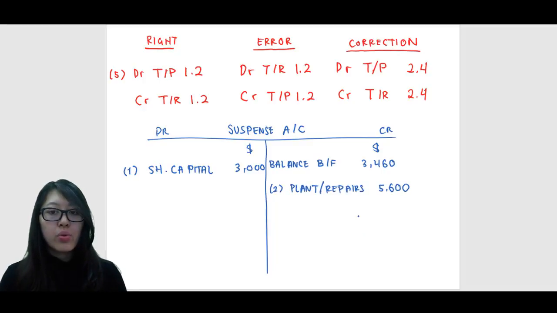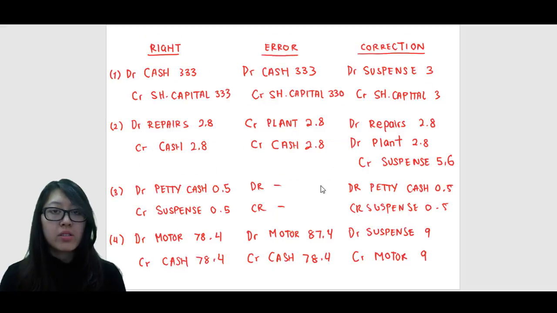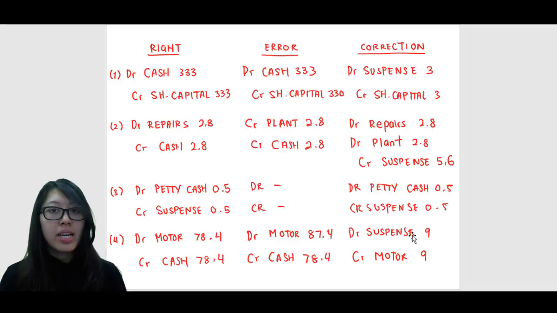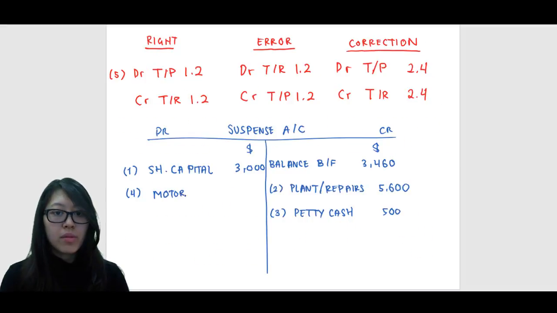Error number 3 says we just needed to post the petty cash balance to the trial balance. So we needed to debit petty cash, credit suspense by $500. So let's do that. Let's credit suspense account. There we have it. Now let's take a look at number 4. Number 4, we needed to debit the suspense account by $9,000 because of the overstatement in the motor vehicles account. So let's debit suspense. So we're going to debit suspense by $9,000.